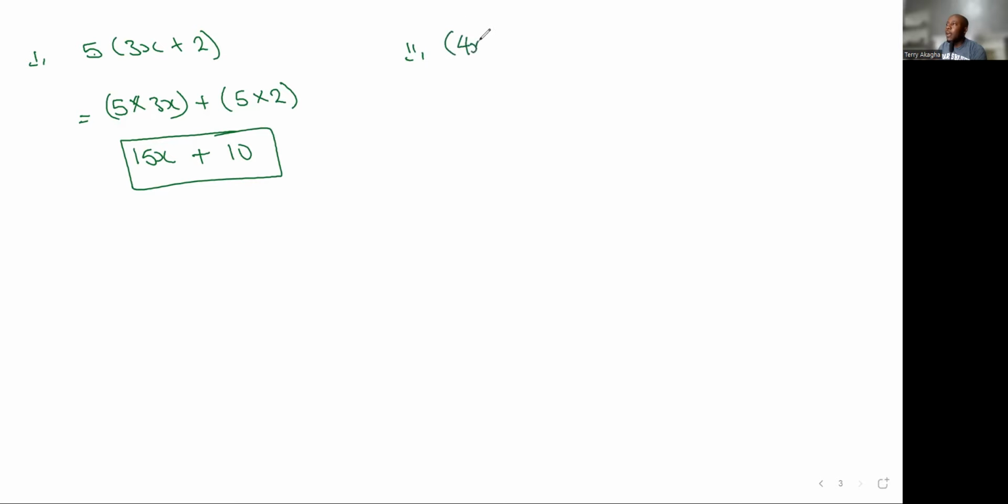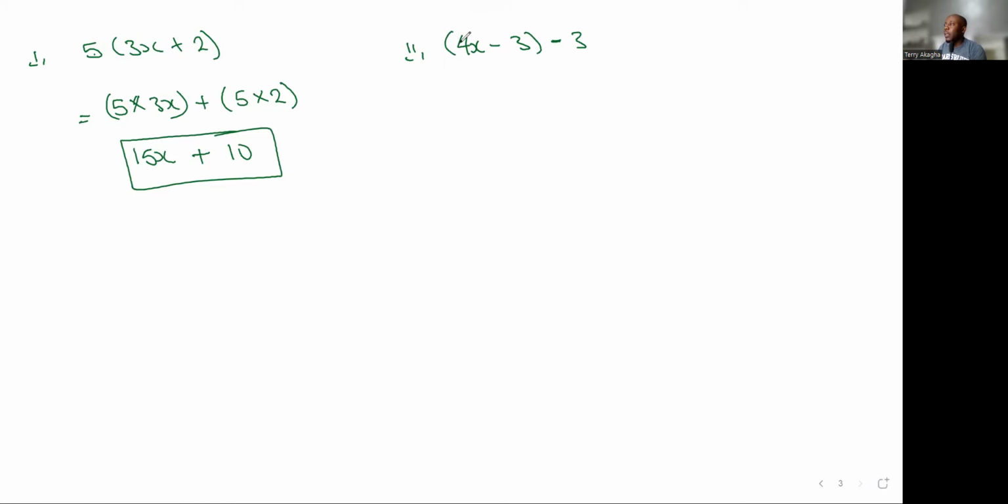So we have 4x minus 3, minus 3. Okay. 4x minus 3 minus 3. All right. So in this case, now what you are multiplying here, can you see? This is 4x and this is minus 3. Now, there are two ways of doing this, but I'll just do the simple one.